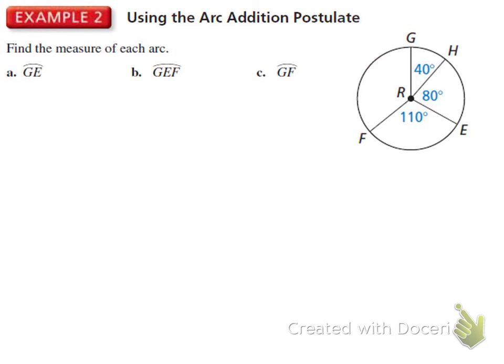So 80 plus 20 means the measure of arc AD would be 100. So we're going to use that here. We're going to find each arc. GE, it's 2 letters, so what kind of arc is it? It's minor. So we start at G, we want to go directly to E. So am I going to go left around the circle or right? To the right. End at E. 40 plus 80 is 120.